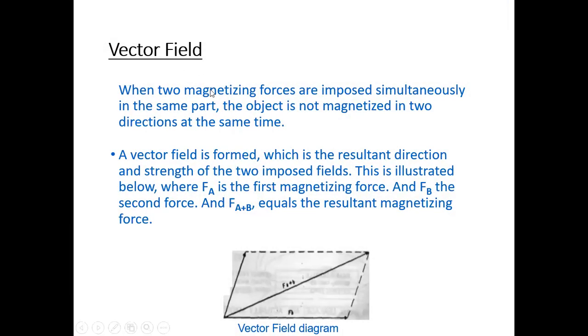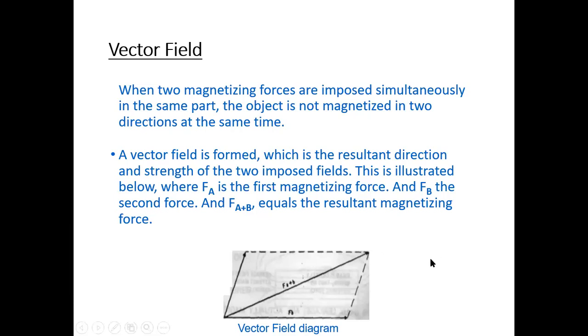Now this is the vector field. Suppose you are applying current from this direction, and you are applying current from this direction at the same time, then we get the vector field, the resultant field, which will move in this direction. So that is the vector field. Now the resultant field is a combination of this field and this field. Means if suppose this is a and this is b, then this vector will be a plus b.